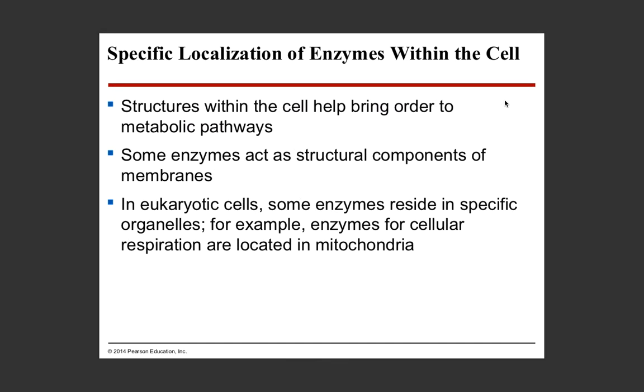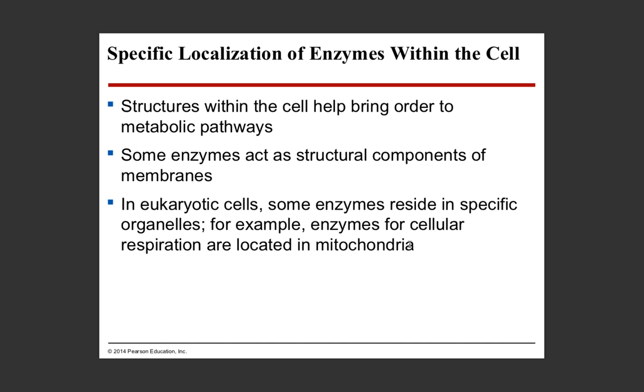So we have structures within the cell to help bring order to our metabolic pathways. Like I said earlier, we have the mitochondria, the powerhouse of the cell, which helps us create our ATP. Our cellular respiration enzymes are located in the mitochondria, and your hydrolytic enzymes are located in lysosomes of our eukaryotic cells, specifically our animal cells. So we have specific localizations of enzymes within our cell based on what their function is, because again, structure dictates function.